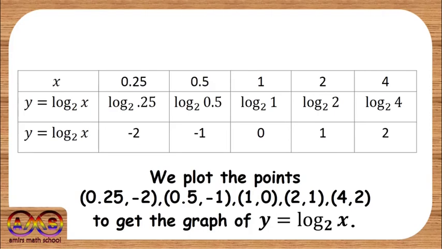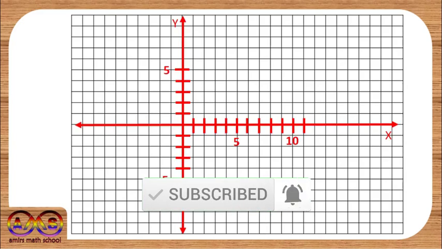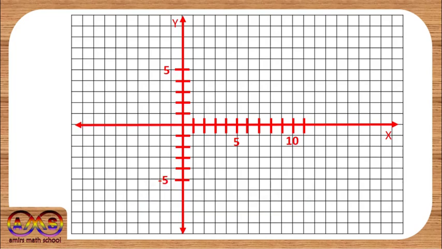to get the graph of y equal to log 2 base x. Consider this one is a graph paper. X-axis and y-axis are indicated here. Here we consider one small square equal to 1 unit along the x-axis, also along the y-axis. So first plot 0.5, minus 1. Then 1, 0. This one is the position of 1, 0. When x is equal to 1, then y is equal to 0.